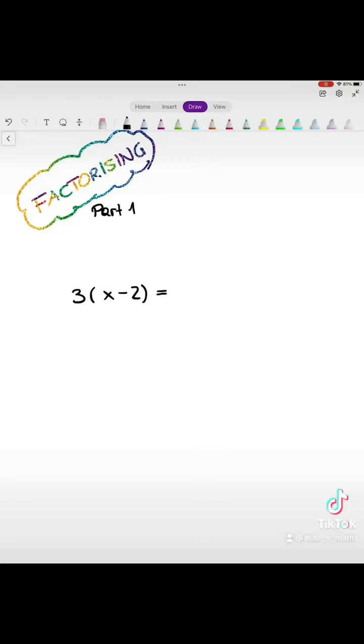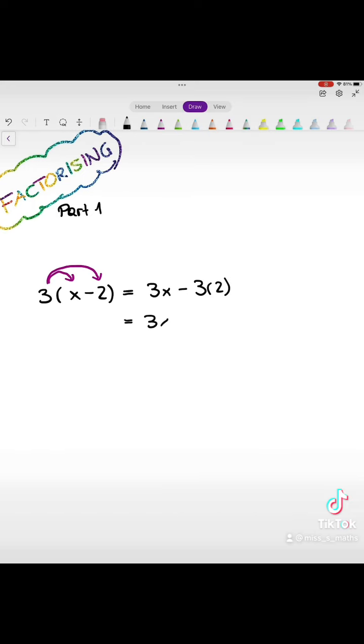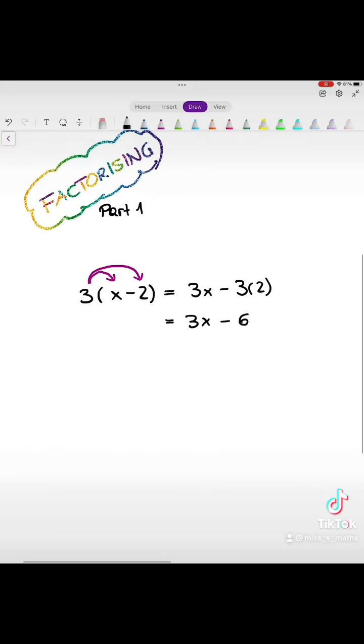This is part 1 on factorising, and before we get into the factorising, I want to remind you of how to multiply a bracket by a factor. 3 times in brackets x minus 2 is the same as 3x minus 3 times 2, or when we actually calculate that out, it's 3x minus 6. This process would be called multiplication.